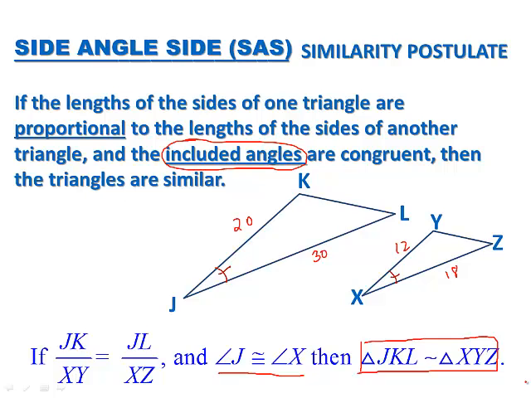Just to show that the numbers actually match up in this numerical example. So we have JK is 20 over XY, which is 12. That should be equal to JL's length, which is 30, to XZ's length, which is 18. And if you simplify this, they're both divisible by 4. So that means 5 over 3. The 30 and the 18 are both divisible by 6, so you get 5 over 3. They are the same, so that means that the two sides are in proportion, and you have the included angle that is congruent based off of the labeling. So these two triangles would be similar by side, angle, side.